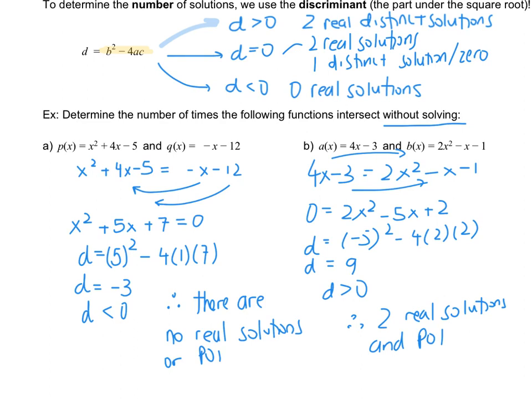So when you have a line and a parabola, you can solve algebraically for the points of intersection by doing substitution. Or if you just care about the number of solutions, we'll just look at the part of the quadratic formula that's under the square root, and that's called your discriminant.